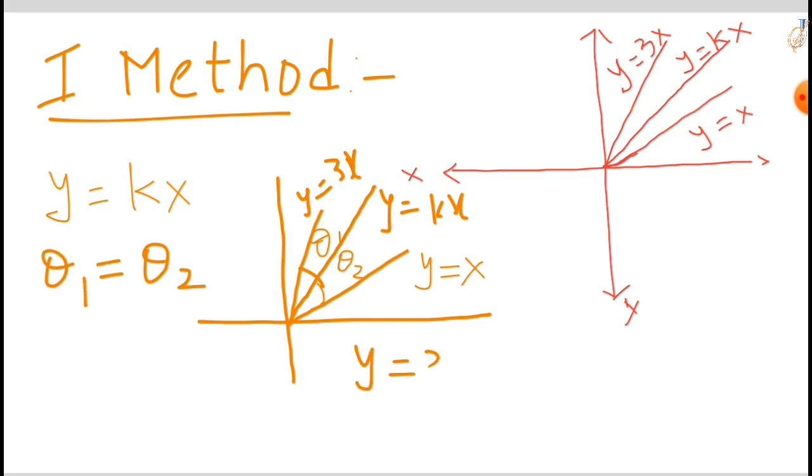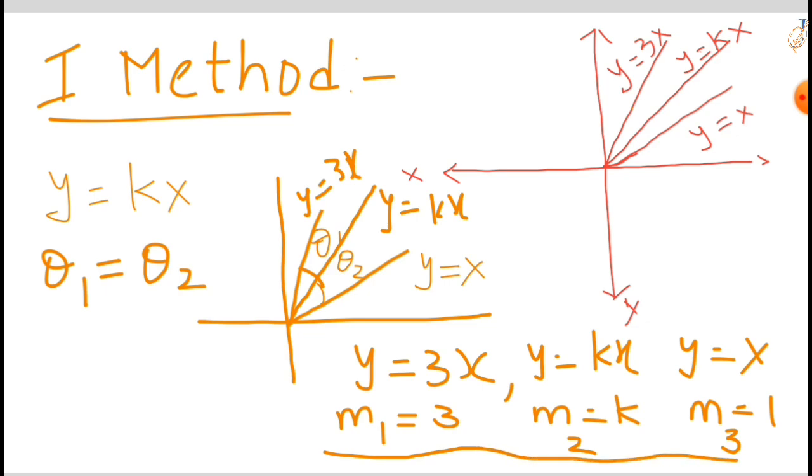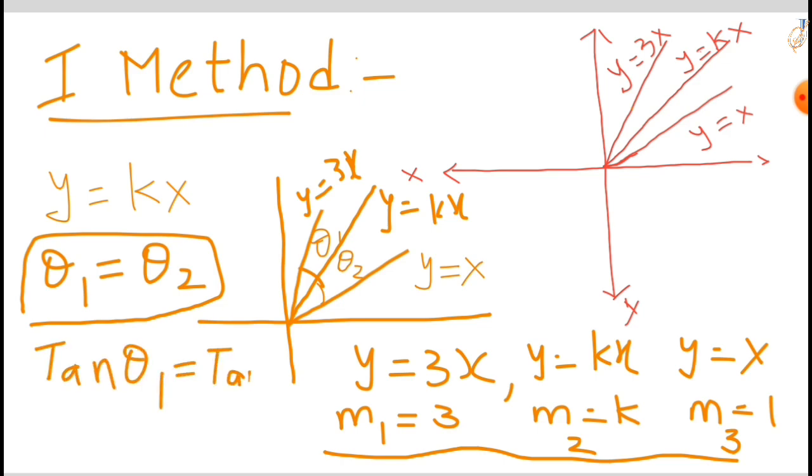Y equal to 3x line, the slope is 3. So consider this as m1, and y equal to kx, the slope is k. Consider this as m2. Then y equal to x, here the slope is 1. Consider this as m3. Now we have slopes m1, m2, m3 and theta 1 equal to theta 2. That's why we can use the tangent formula related to slope. So theta 1 equal to theta 2, so we can write it as tan theta 1 equal to tan theta 2.